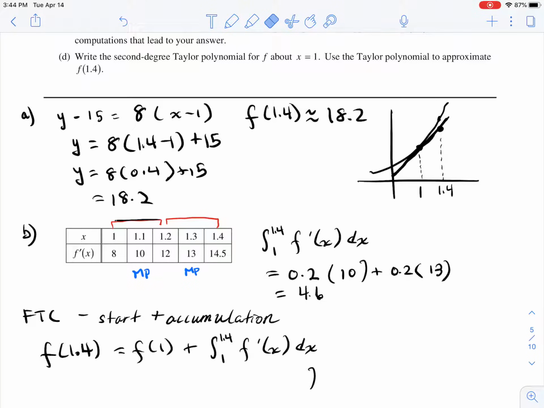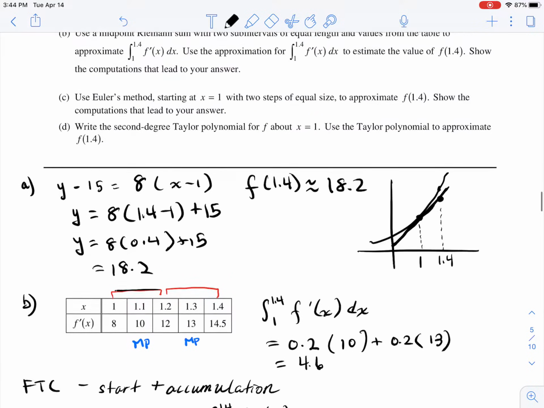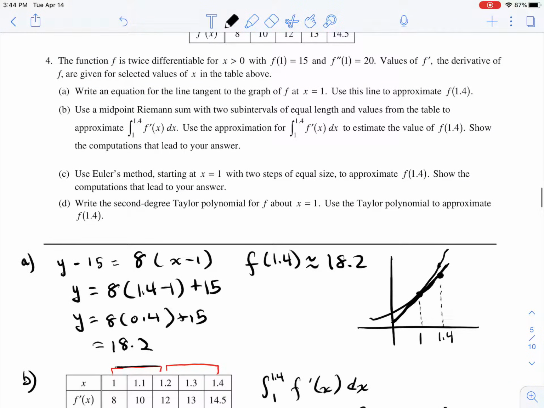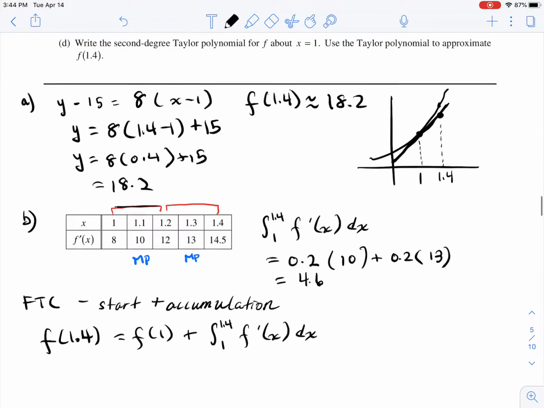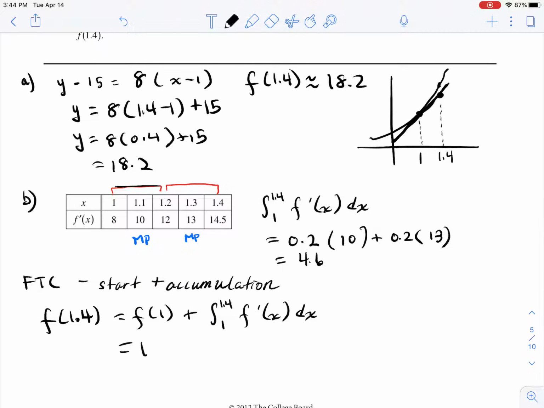And I don't need this. And we know f of 1. If we look back in the problem, we were told that f of 1, where is that? Oh, there it is. We know that f of 1 is equal to 15. So this is going to be equal to 15.